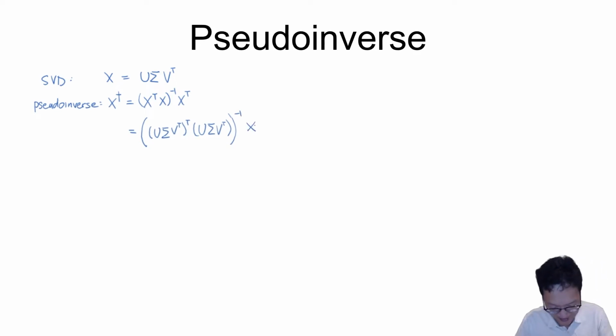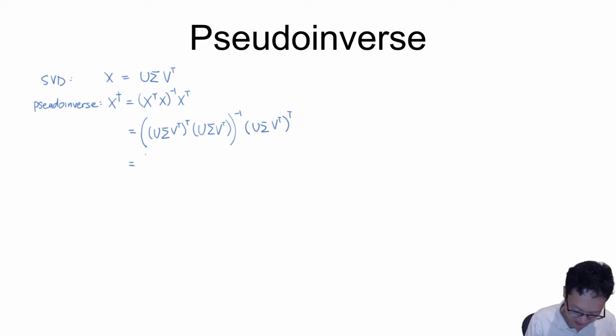And then, sorry, instead of writing X, we need to write down the SVD of X transpose. So now we can work on this bit by bit. First, let's just write out the transpose. We do it backwards as usual, taking the transpose of each term. So V transpose transpose, sigma transpose. Sigma is symmetric. And then U transpose. And then U sigma V, all of this inverse, and then U sigma.